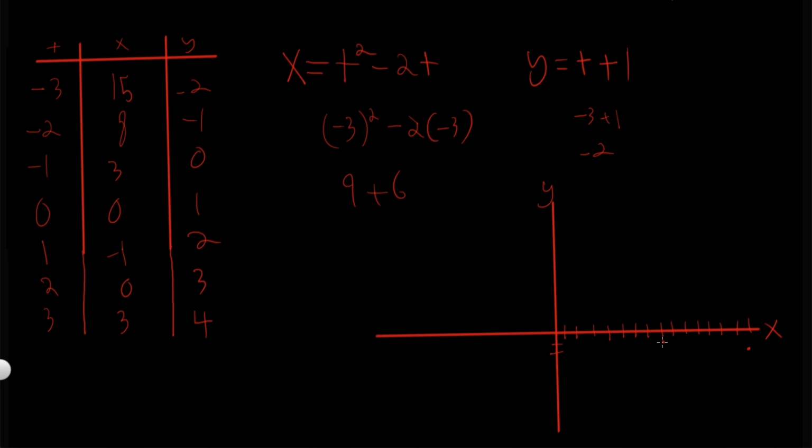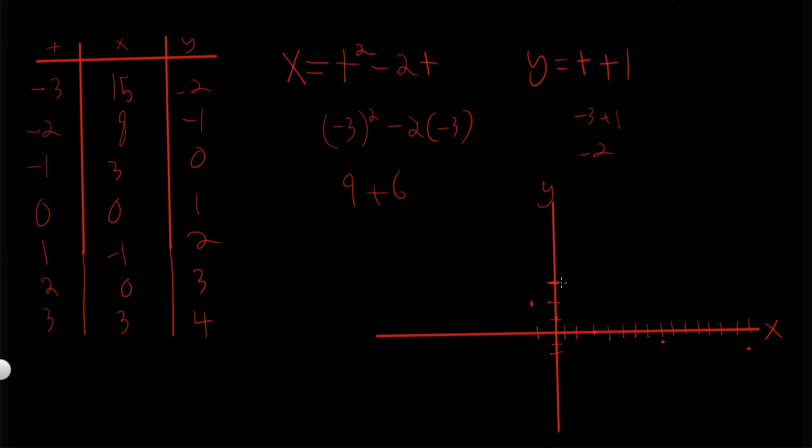So far, we have 2 points. We cannot assume this is linear, so we're going to have to keep plotting points. The next one we have is 3, 0, so 3, 0 is right here. The next thing we have is 0, 1, so right here. Then -1, 2, right here. Then 0, 3.